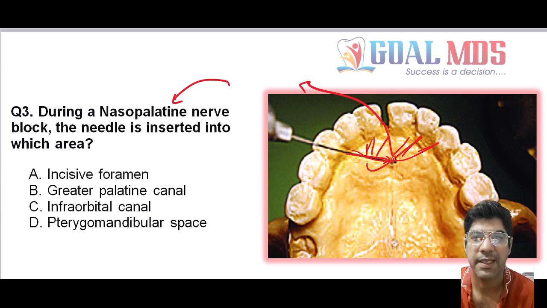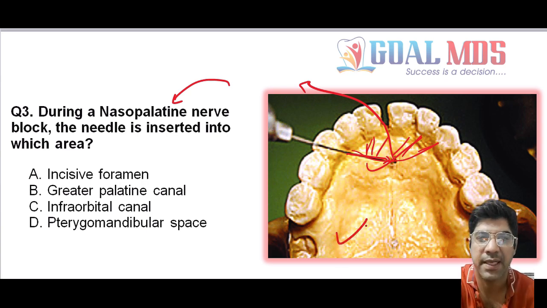The greater palatine canal is associated with a different nerve block technique, the greater palatine nerve block, which provides anesthesia to the posterior part of the hard palate. Infraorbital canal is not the relevant answer. And the pterygomandibular space is associated with the inferior alveolar nerve block. So your answer is incisive foramen.